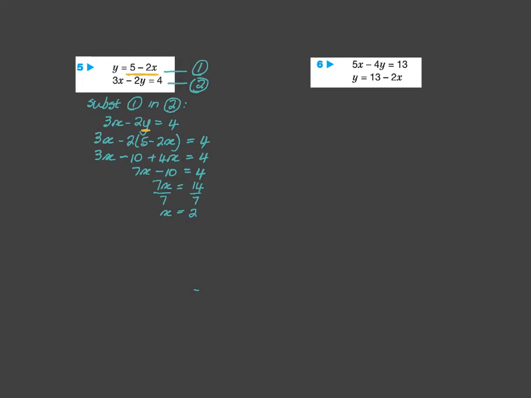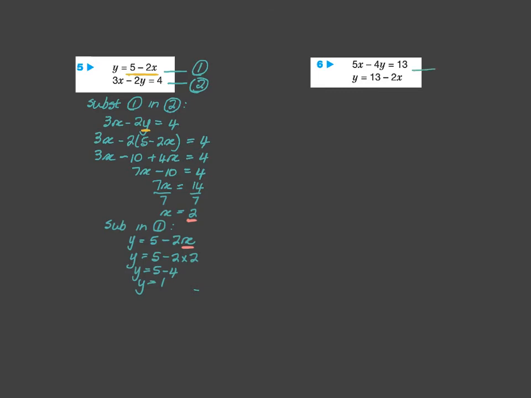Then to find y, I'm going to substitute in equation 1, so write down 1, so you can do the substitution. Check what you're substituting. X is 2, so I'm going to put 2 in the place of x. On the left I have y is equal to 5 minus 2 times 2, so y is equal to 5 minus 4, y is equal to 1.